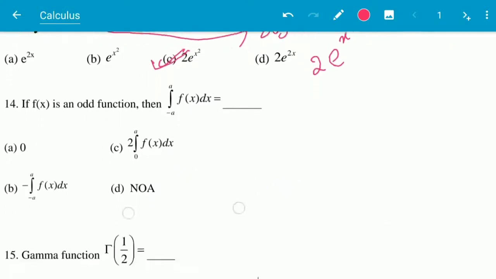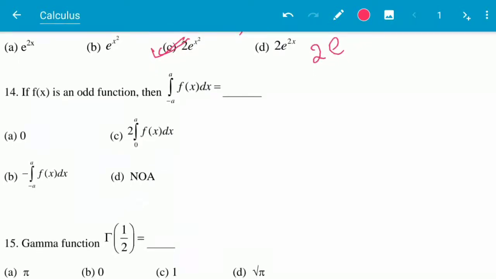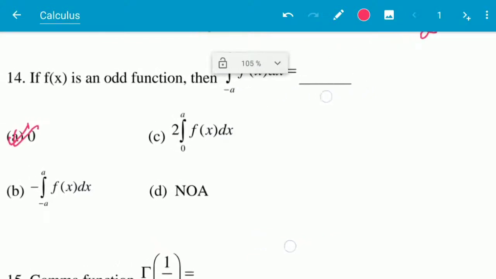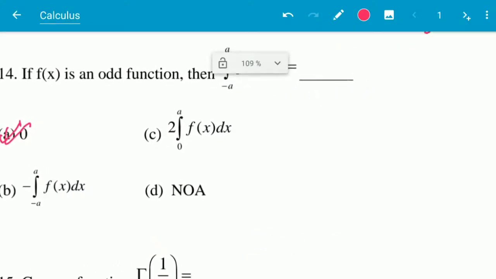Question number 14. If f(x) is an odd function, then the integral from minus a to a of f(x) dx is equal to what? This is 0. If this is an even function, then what will it be? It will be 2 into the integral from 0 to a for even. As this is an odd function, this will be the answer.